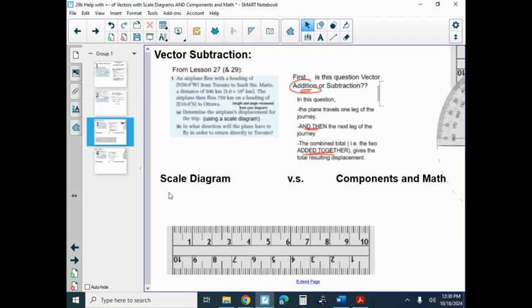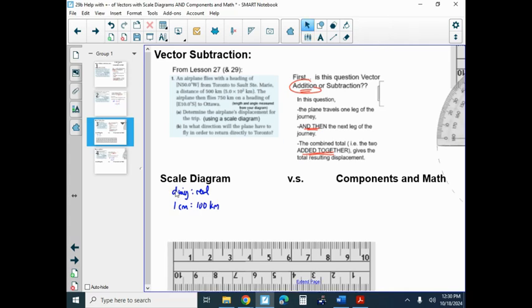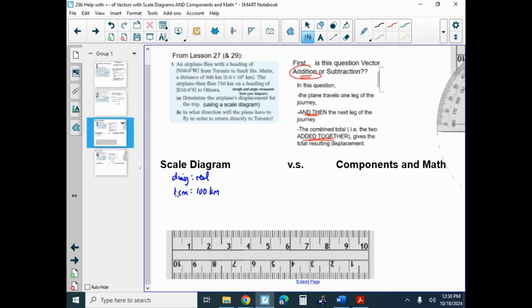Okay, so the scale we use is on the diagram itself, and then real life. Diagram 1 centimeter represents 100 kilometers. And so when you're looking at the 500 kilometers, let's make that one a red vector. So I'll make it red writing. Obviously, that's just going to be 5 centimeters.